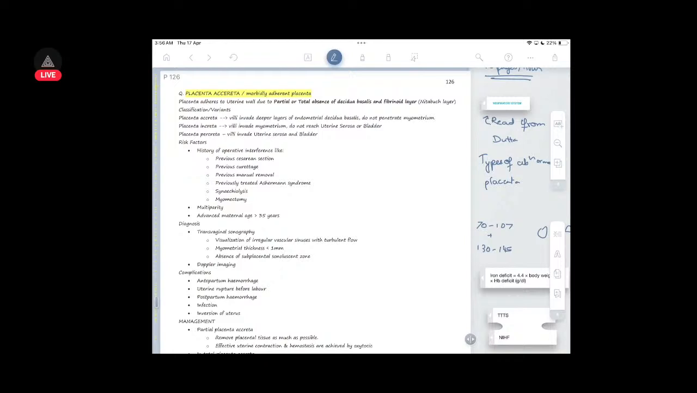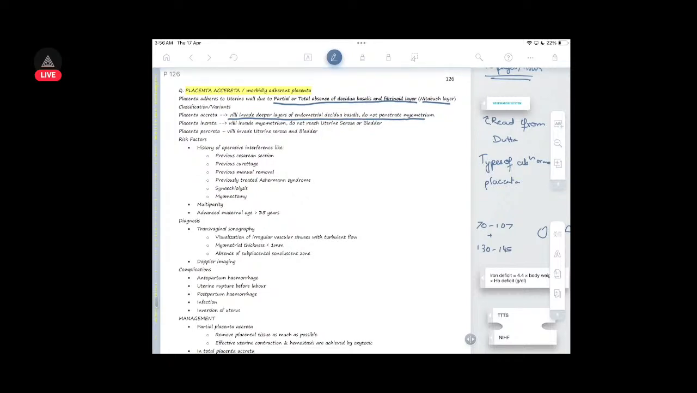Placenta accreta is a condition where there is a morbidly adherent placenta. The placenta adheres to the uterine wall due to partial or total absence of the decidua basalis and the fibrinoid layer, Nitabuch's layer. It will be absent, so in placenta accreta the villi will invade deeper layers of the endometrium. Decidua basalis does not penetrate the myometrium. Increta is invasion of the myometrium, not reaching the uterine serosa or bladder. Percreta is invasion of the uterine serosa and even the bladder.